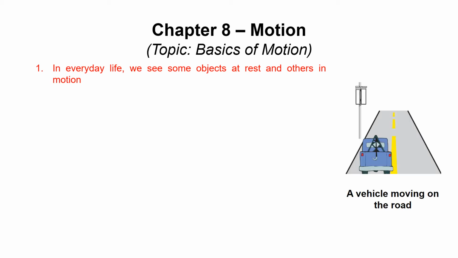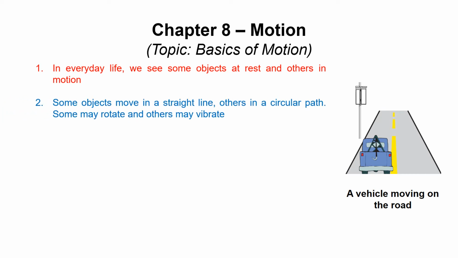So here in this figure you can see a vehicle that is moving on the road. Some objects move in a straight line, others in a circular path, some may rotate and some may vibrate. So there are different types of motion.